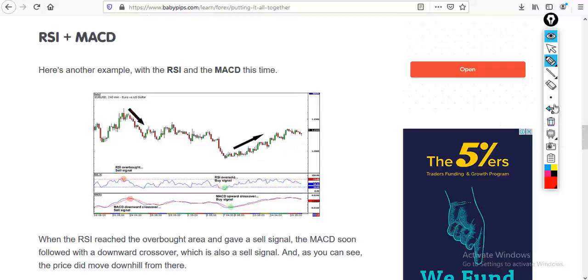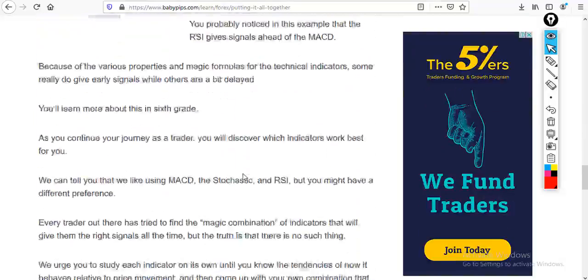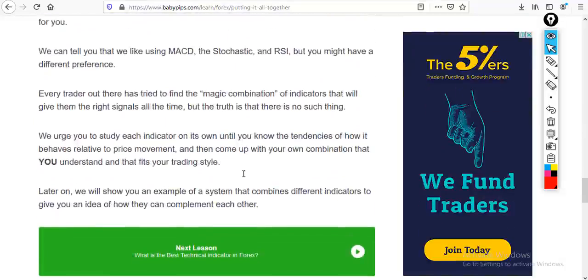Okay, so combining indicators, it's a very good idea. So that is what you want to do. Have a good magic combination of indicators. Use it to your own advantage, because by so doing, you improve the odds of winning your trades. The chances will be greater on your side. So let's move on to see which is the best indicator in forex to use.